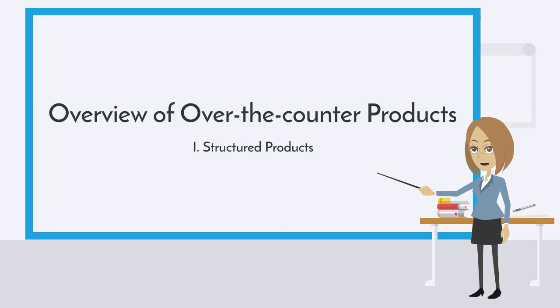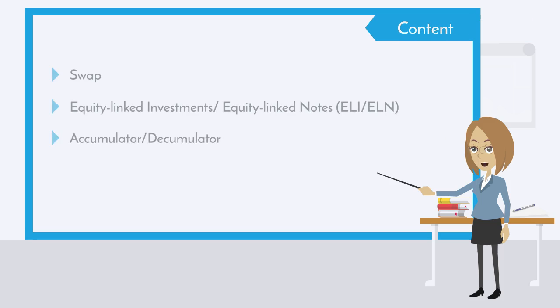Today, I'm going to give you an overview of over-the-counter products. Chapter 1, Structured Products. There are many kinds of OTC products, mainly bonds and structured products. In this chapter, I will introduce 3 common structured products, which are swaps, equity-linked notes, and accumulator.